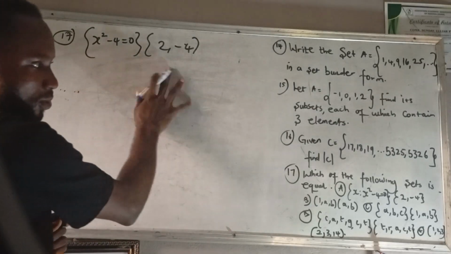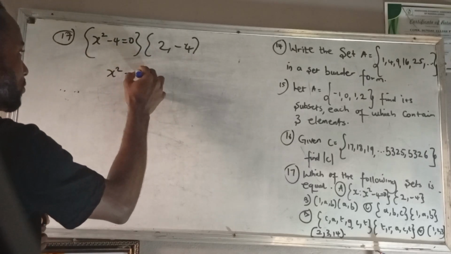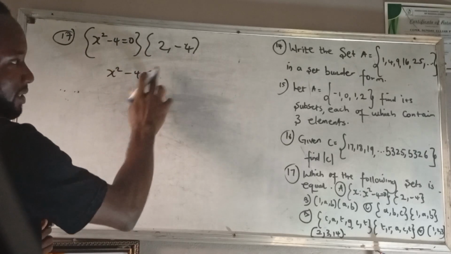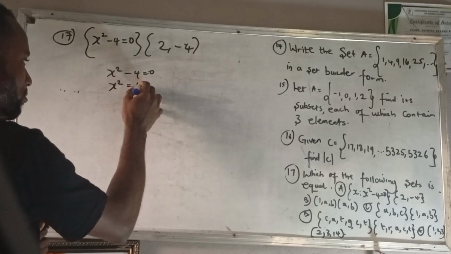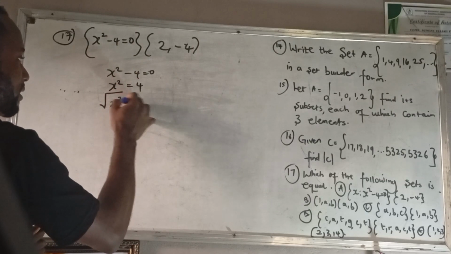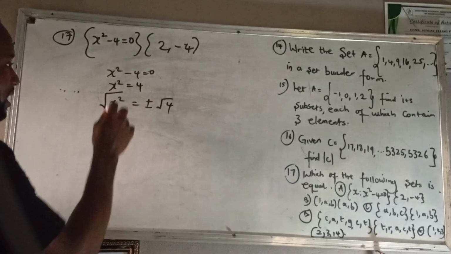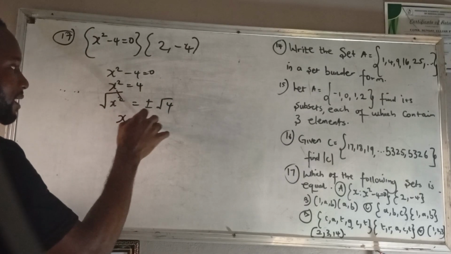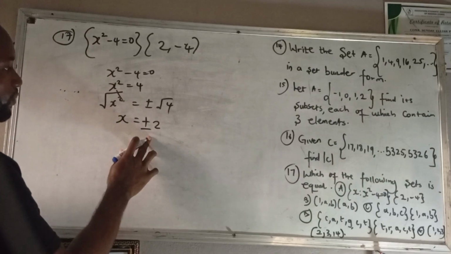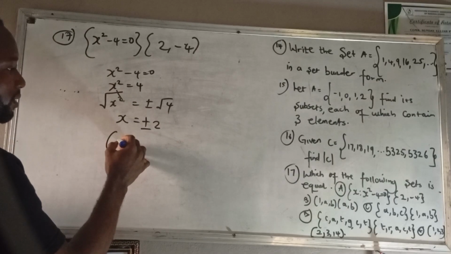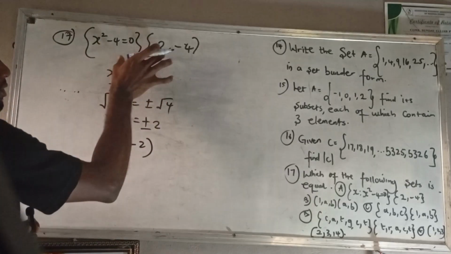These sets are not equal, because if I bring out this minus 4 is equal to 0, and I bring this guy to this side, it will be x squared is equal to positive 4. If I take the square root of both sides, this is mathematics, taking the square root of both sides, this cancels, and we have x is equal to positive and negative 2. That means that x is 2 and x is minus 2. So it does not rhyme with this.